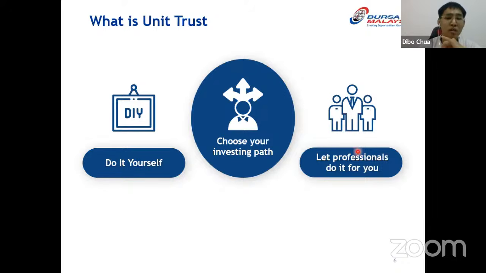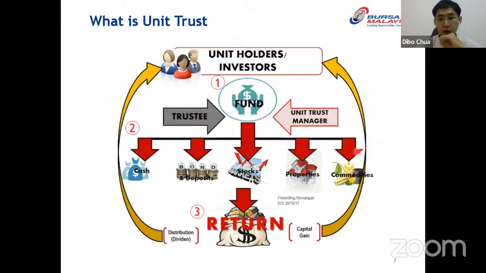So this is why unit trust was invented. It helps free up a lot of your time and energy, so you have an alternative way to grow your wealth easily. This is why unit trust was invented, to allow the professionals to do it for you. Then we will look at how unit trust actually works.